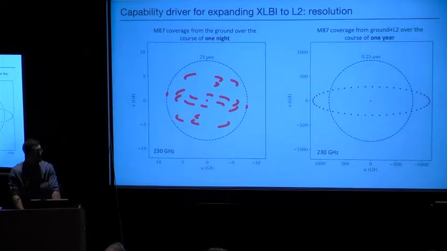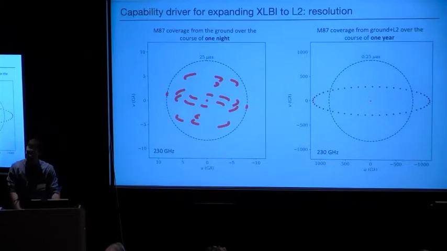And then on the right is a comparable track over the course of a year observing M87 with a baseline from Earth to L2 at 230 gigahertz. And this elliptical track is what you would see if you observed it once a week. So there's 52 dots on there.